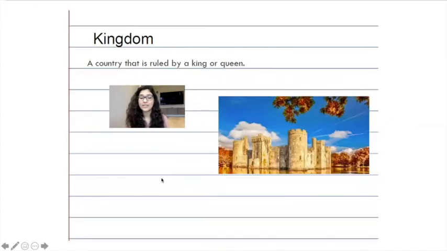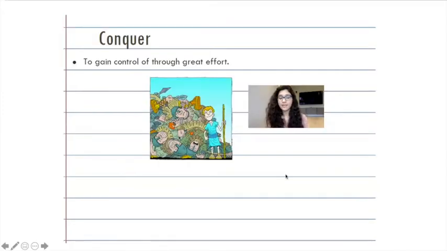Kingdom is a country that is ruled by a king or queen. Now, the way I like to remember kingdom is by it having the word king in it. So it helps me to remember, oh, a kingdom is one that is controlled by a king, or maybe even a queen, like the United Kingdom is. If you conquer something, you are gaining control through great effort.